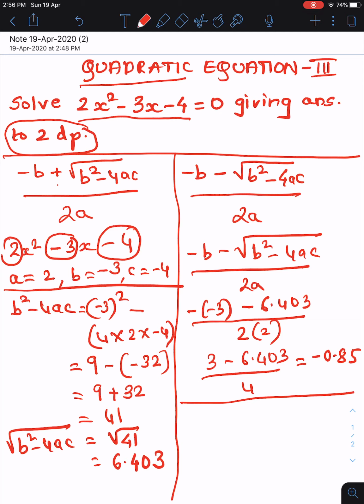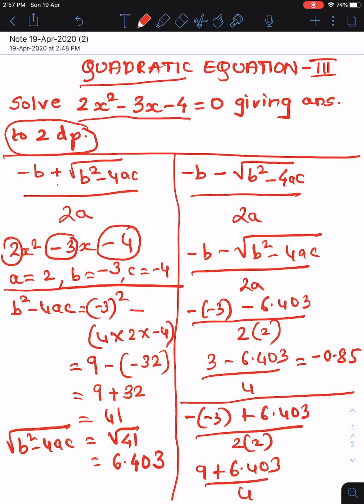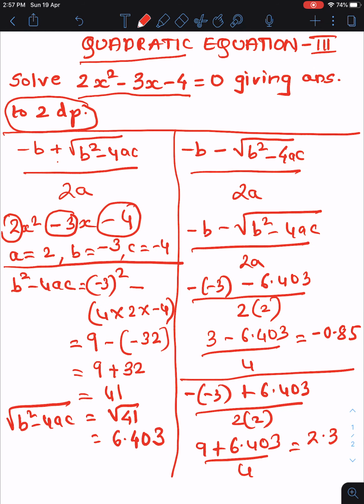Here everything is the same. Only instead of minus you will now write plus. So minus 3 plus 6.403 upon 2a, so I get here 3 plus 6.403 upon 4, and that gives me the answer in the calculator as 2.35. So my answer at the end is 2.35. This is how you solve.